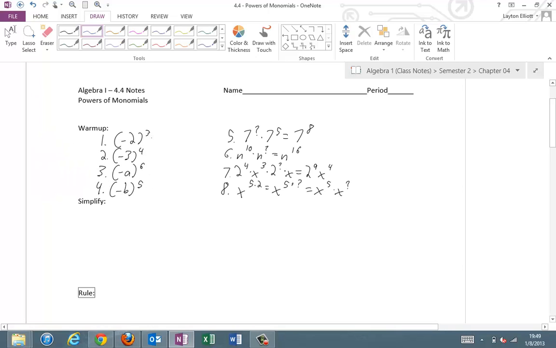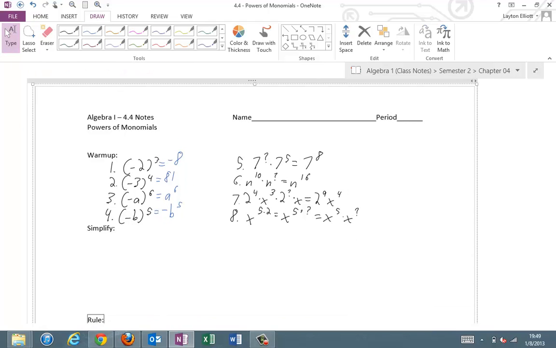Negative 2 to the third power. Negative 2 times negative 2 times negative 2 is negative 8. Negative 3 to the fourth power is the same thing as 9 times 9, 81. Since it's to the fourth power, we get rid of the negative. Negative a to the sixth power, well, the negative to the sixth power is just a positive. This is just the same as a to the sixth. But negative b to the fifth power is the same as negative b to the fifth power, written without the parentheses because it's going to be negative.